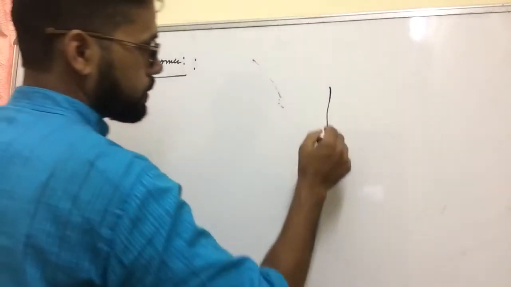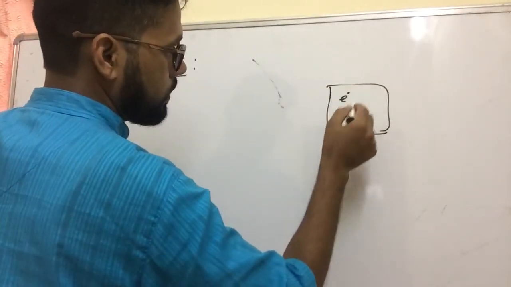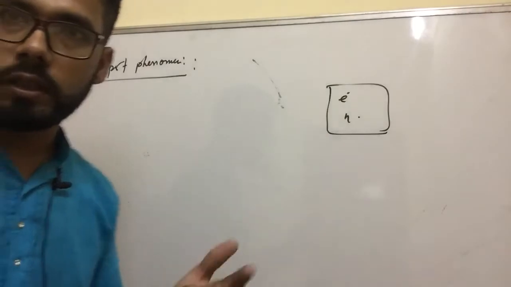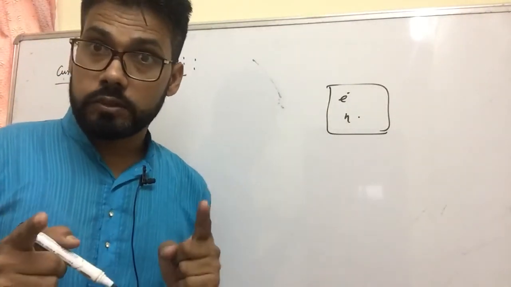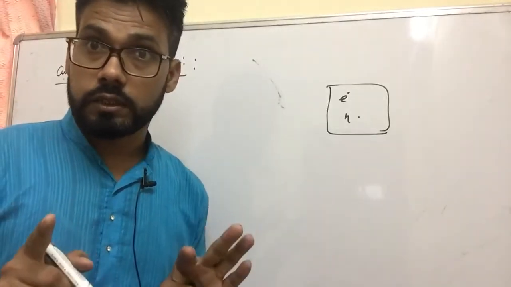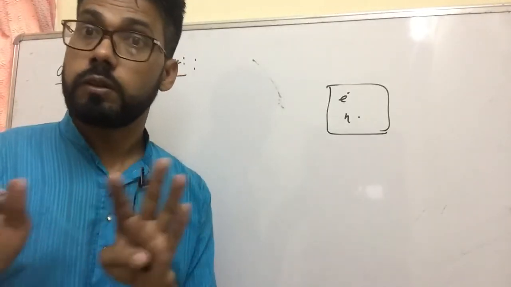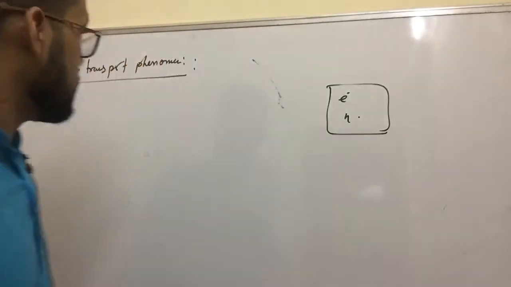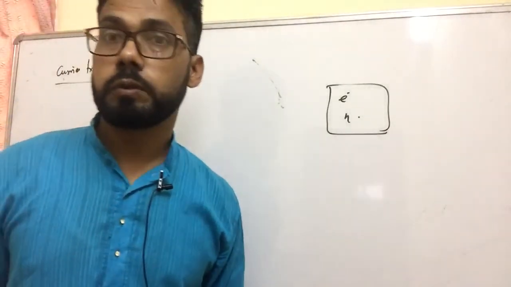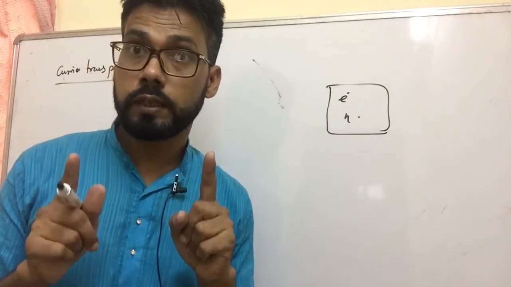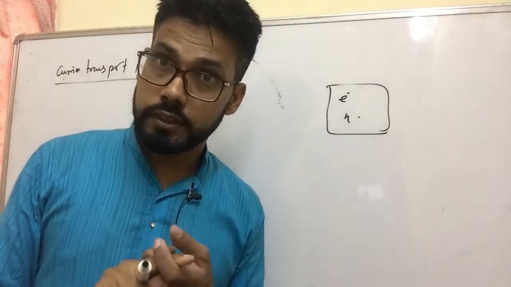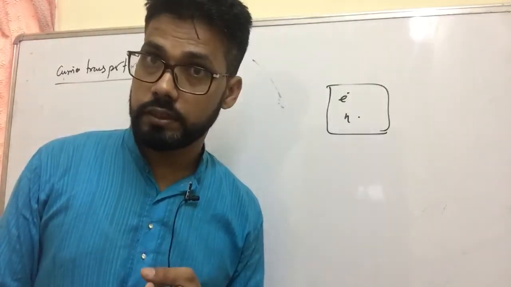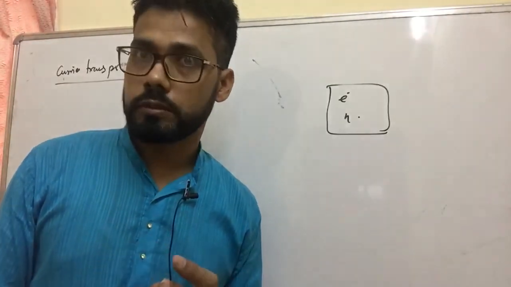In a semiconductor, electron and hole are there. In a semiconductor, there are two carriers: one is electron, one is hole. So the total carrier concentration or total current density in a semiconductor is contributed by both electron and hole. So in the carrier transport phenomenon, only two phenomena are involved: one is drift velocity phenomenon, and another is diffusion phenomenon.